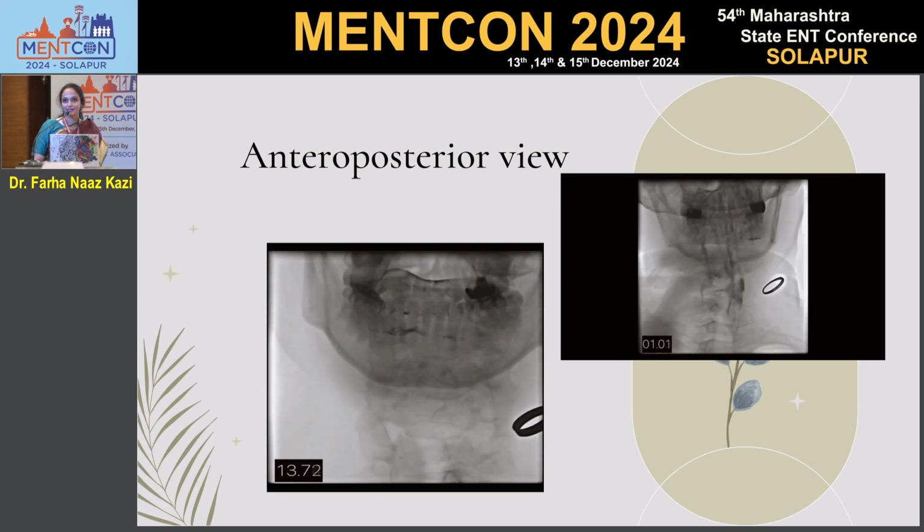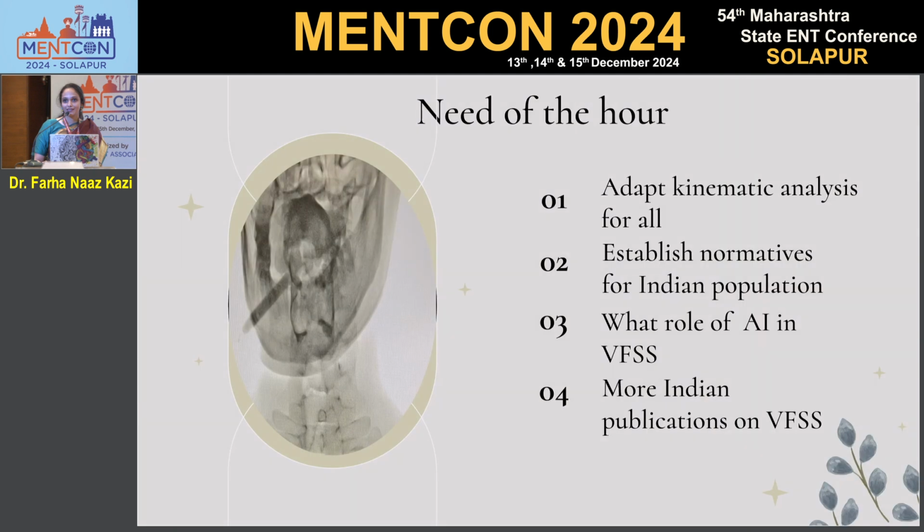Now, probably this is something new that has come up, something that we are adapting in our practice. So what is the need of the hour? Let's all adapt kinematic analysis. Let's establish normatives for the Indian population right now. Because of the role of AI everywhere, we need to see if there is any role of AI in VFSS, and we need more Indian publications on this.